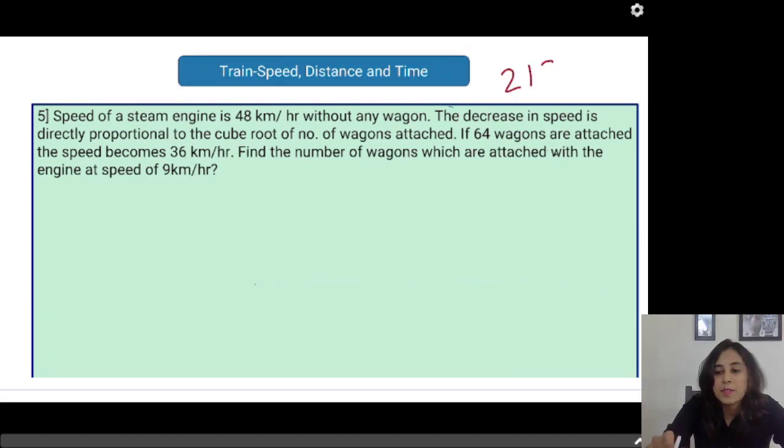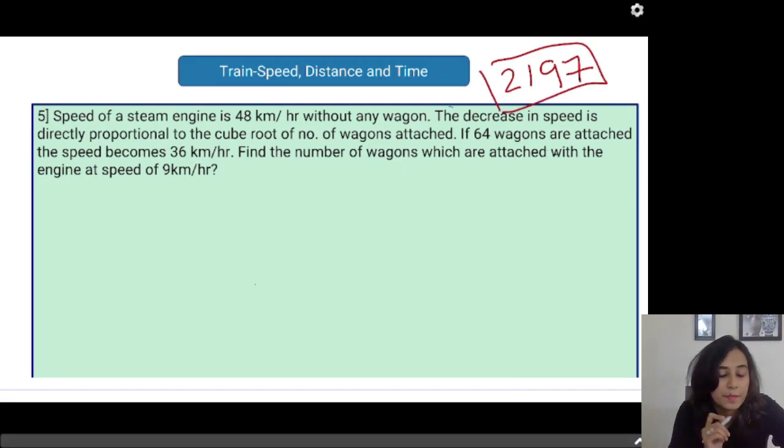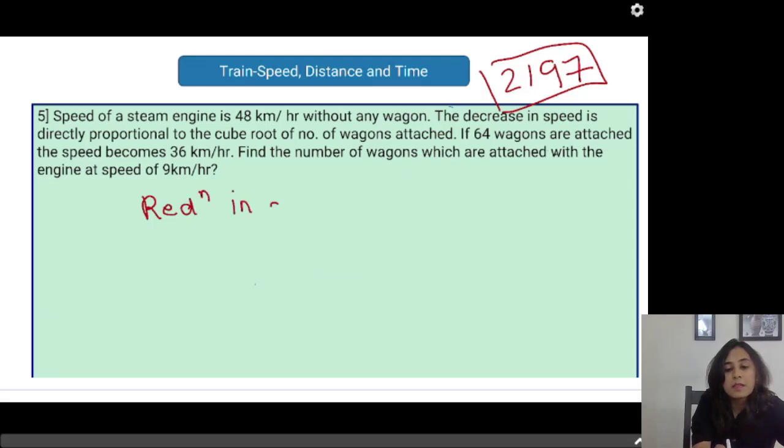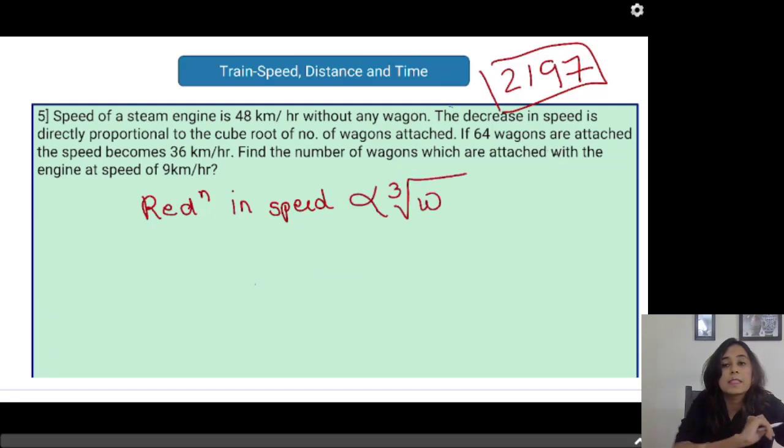And the correct answer is 2197. So there are 2197 wagons which are attached to this train. Now how do you solve this problem? Here we are given that the reduction in speed is proportional to the cube root of the number of wagons attached. Please guys remember to read the question properly. It is talking about reduction in speed. It is not talking about speed. It is talking about reduction, which means decrease in speed.